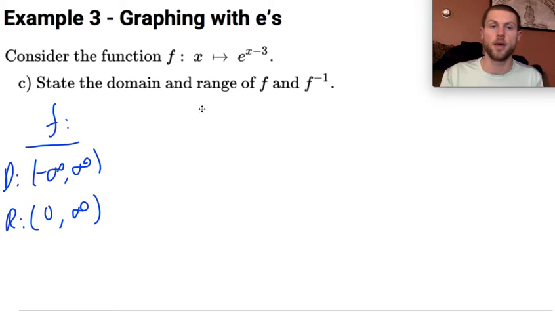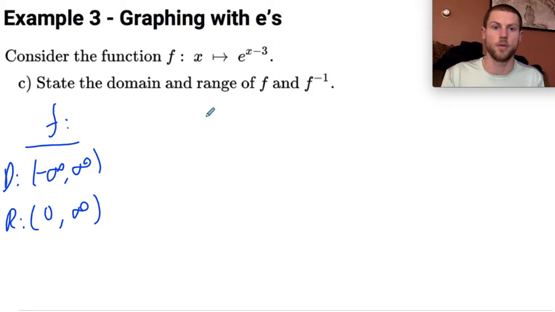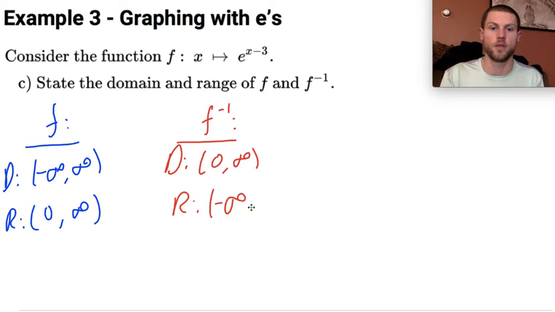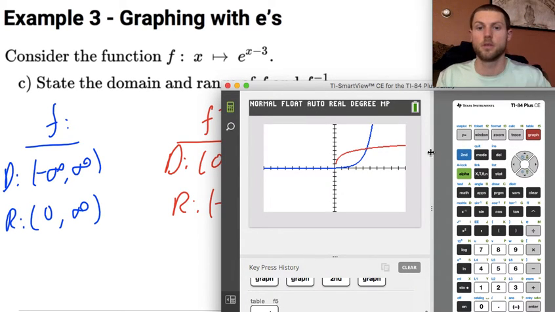And then for my inverse function, I'm just swapping my domain and range. So the domain is from 0 to infinity, and the range is from negative infinity to infinity. And since we have these things graphed in our calculator, it's always a good idea to give it a little look and make sure that seems right. So my blue function, yeah, looks like negative infinity to infinity, y values from 0 to infinity. I think I got this.